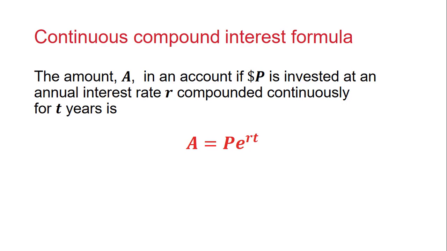And this is leading to the continuous compound interest formula that states that the amount A in an account, if P dollars is invested at an annual interest rate r, compounded continuously for t years, is A equals P times e to the rt.